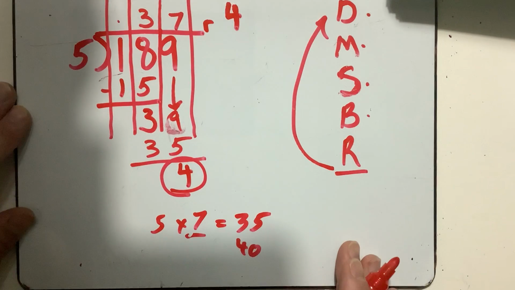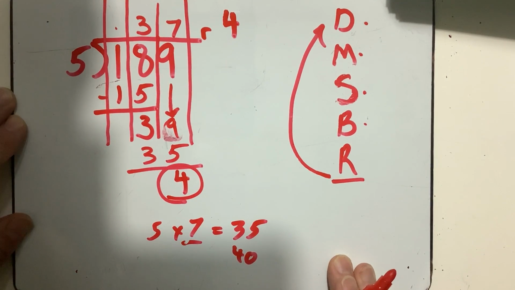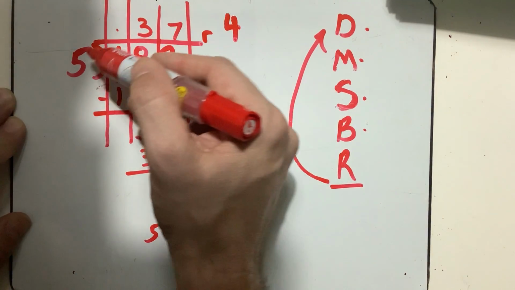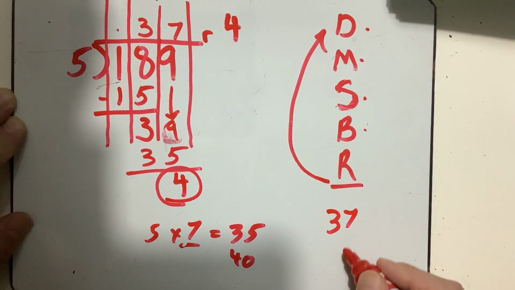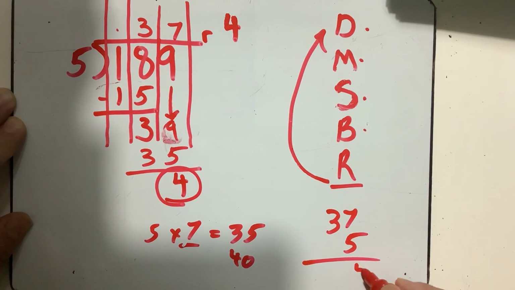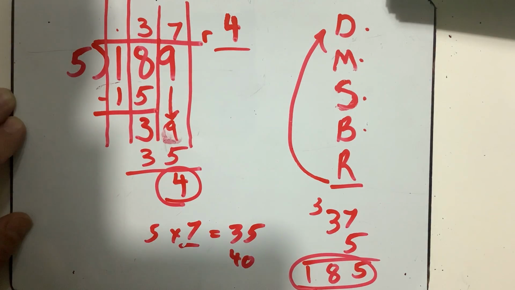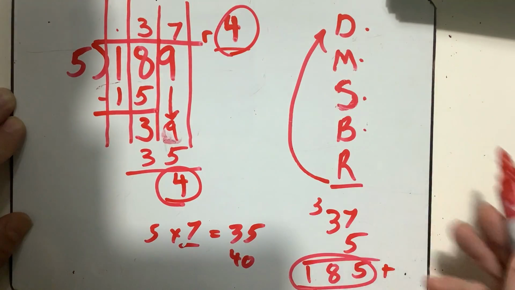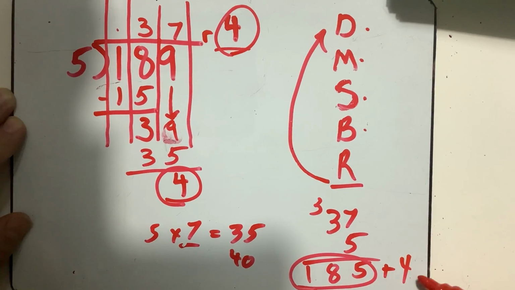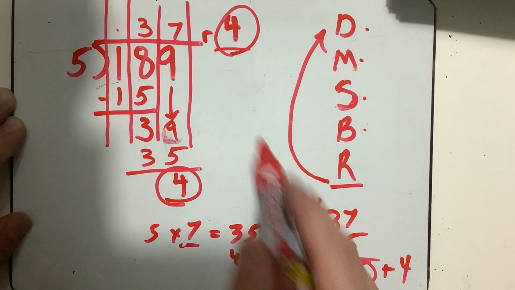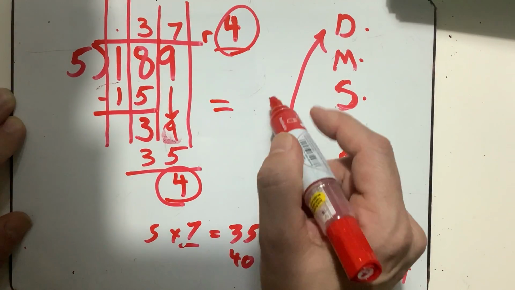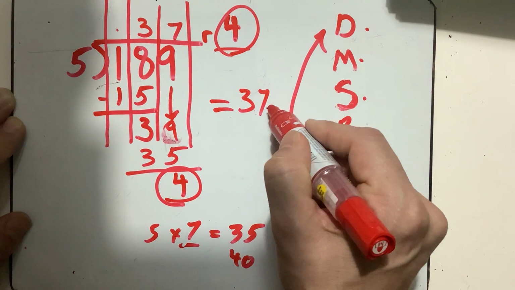If I wanted to check that answer to make sure it's correct, I can use multiplication. I know my answer is 37, so I'm going to do 37 times 5. 5 7s are 35. 5 3s are 15, add on the 3. The way that I can check is if I have my answer to 37 times 5, and I add on my remainder, I should get the dividend: 185 plus the remainder, which is 4. 185 plus 4 is 189. So yep, this is the correct answer. So my answer is 37 with a remainder of 4.